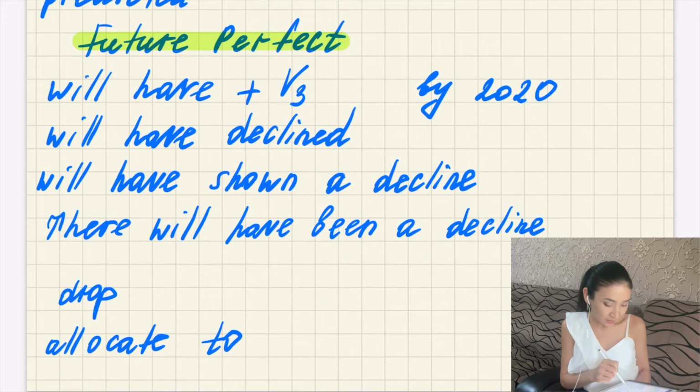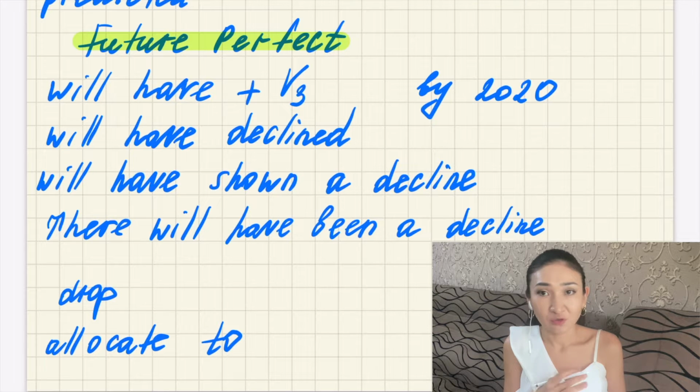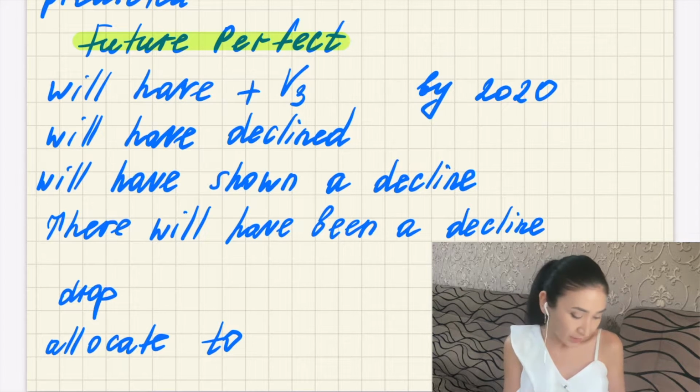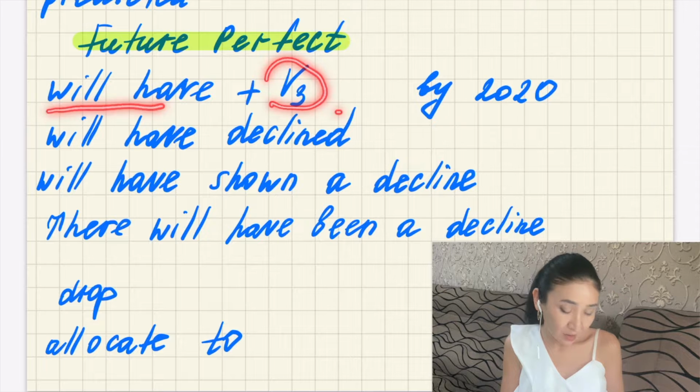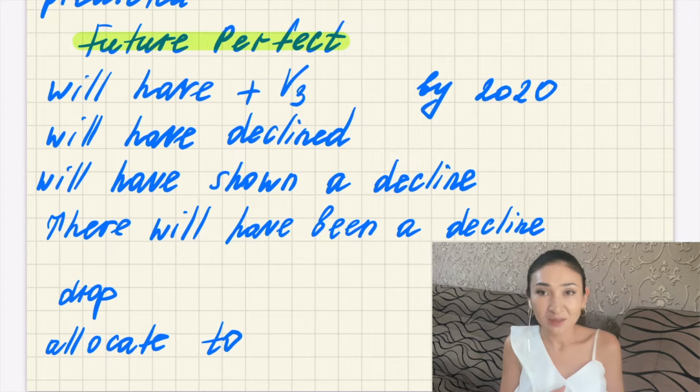In case of the future perfect, we have to use it because we have to analyze and give our predictions, what is going to happen in the future, in some kind of year or in 5 years, in some amount of time. So here it's a future perfect, and we have will have and the third form of the verb, and by some kind of year we're going to have some kind of result. So we'll have declined, will have shown a decline, there will have been a decline. Drop, allocate to. These are just examples of the words which are supposed to be used during a complex task.